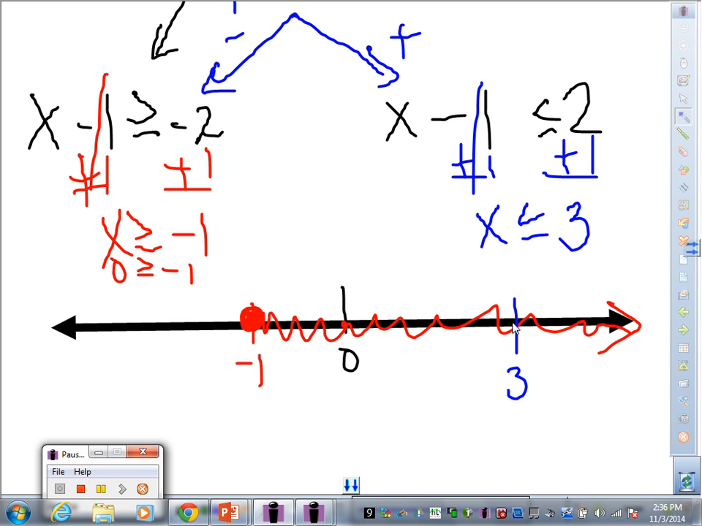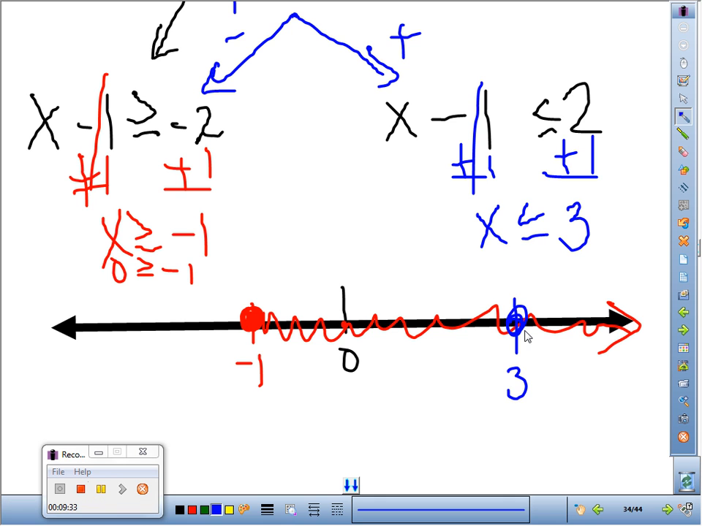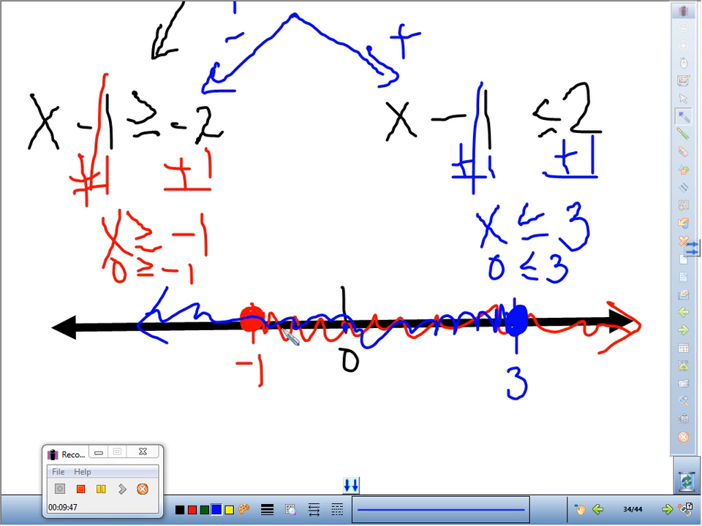So I'm going to graph this. My dividing point is 3. It does include the point, so I'm going to plot a solid point, and I'm going to test 0. Is 0 less than or equal to 3? Yes. That means for this blue one, the solution should be to the left. But what do we notice here? That both solutions intersect, the red and the blue. Do you guys see that?